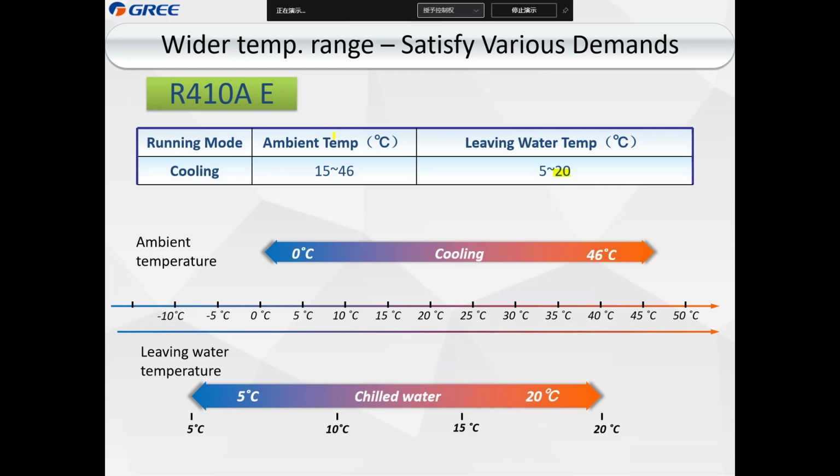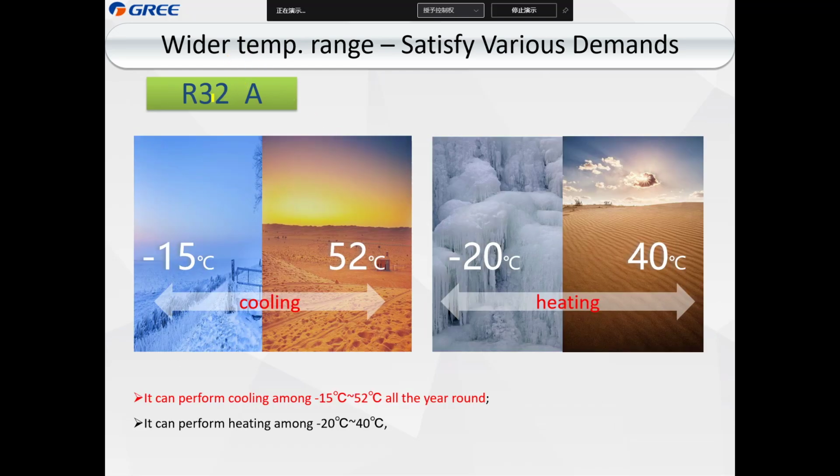for the D series. And the R32 unit, A series, cooling is minus 5 to 52, and minus 20 to 40 in heating mode. So this is wider than the D series and the E series, because this one is an inverter unit.